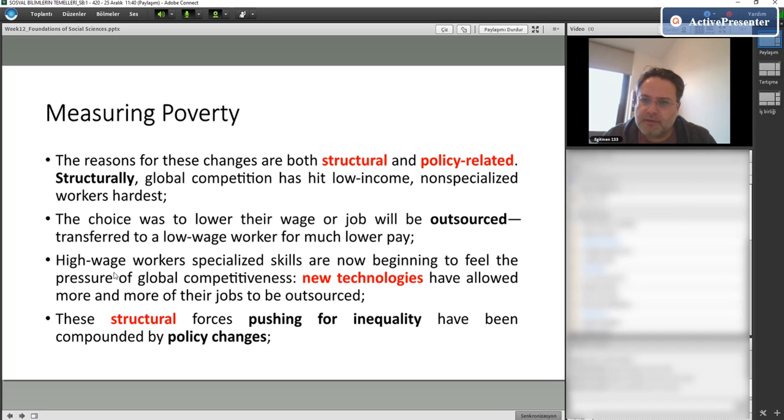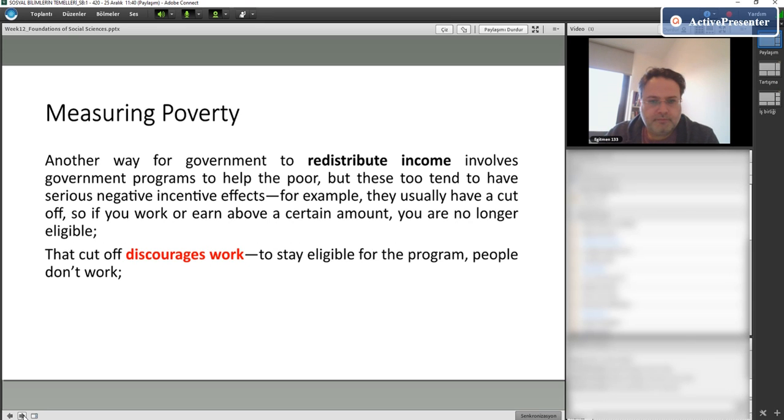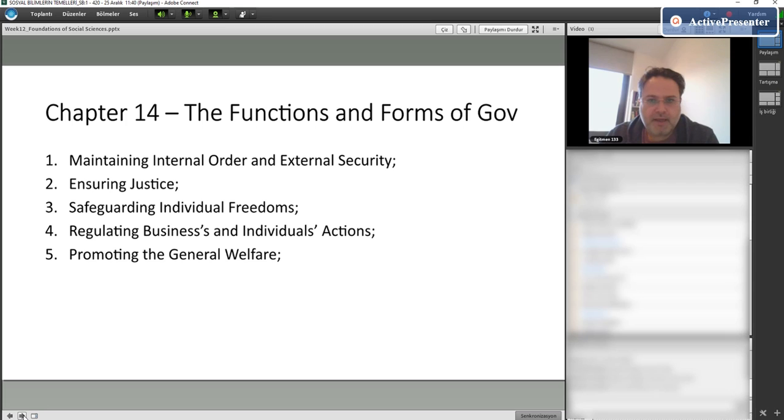So what do you need to tackle the structural problem? How do you redistribute? How do you tackle inequality? And one answer is by policy. And this is where government comes in. This is chapter 14 in Colander, the functions and forms of government. So we will be talking about the government, types of government, and what a government can do. And there are 5 points that a government can do.